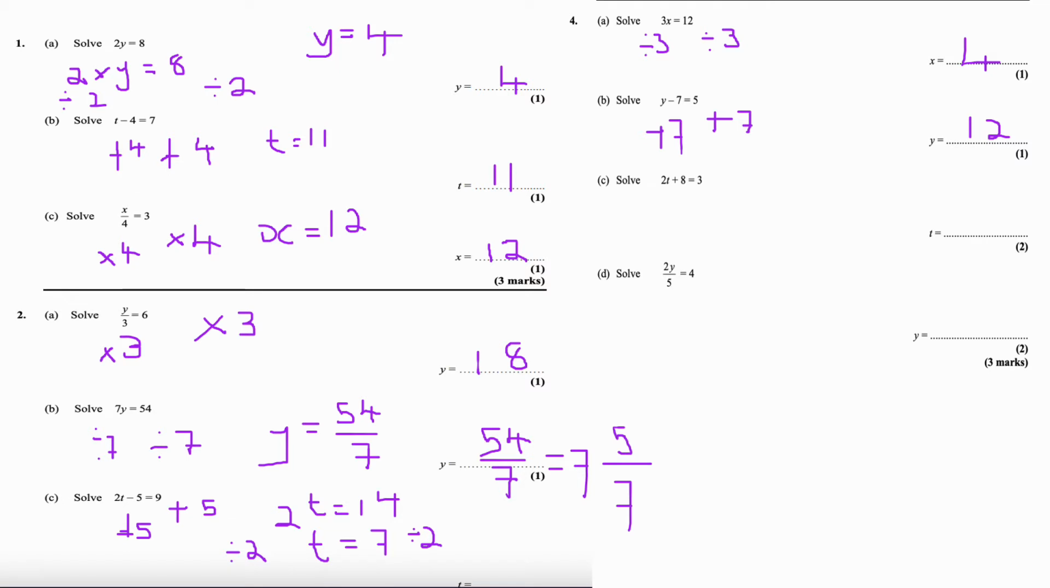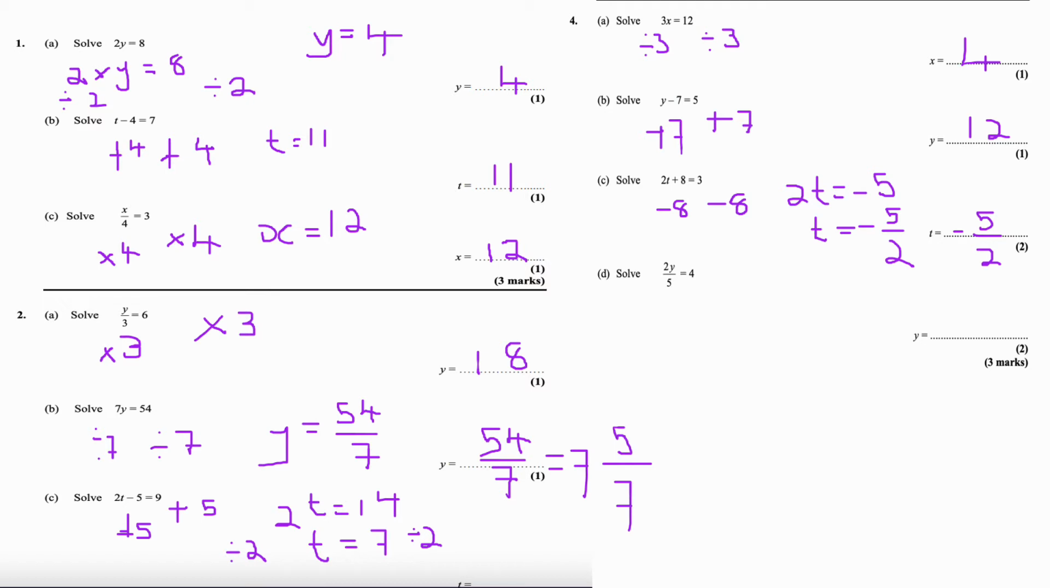Okay, part C, solve 2t plus 8 is equal to 3. Well, if I subtract 8 on both sides, I get 2t is equal to minus 5, because 3 minus 8 is minus 5. And then divide both sides by 2, I get minus 5 halves, or minus 2.5. But again, I'm going to leave my answer as an improper fraction. Minus 5 halves or minus 2.5, either of those answers are correct.